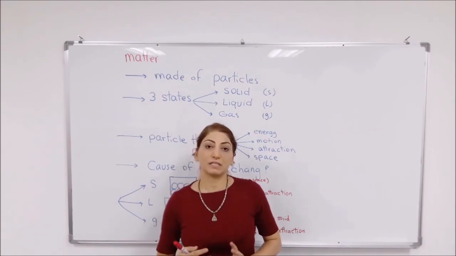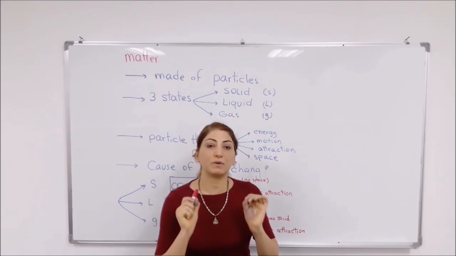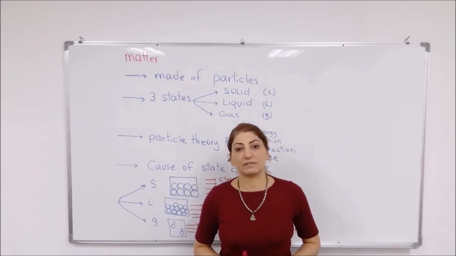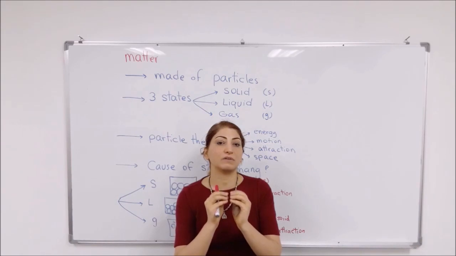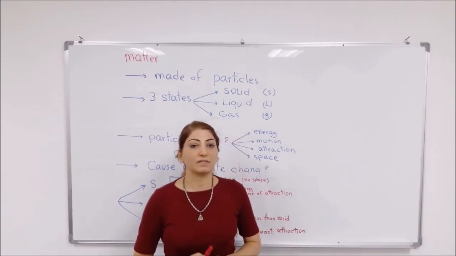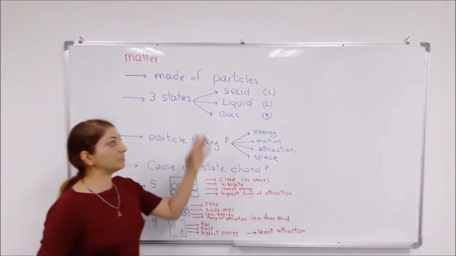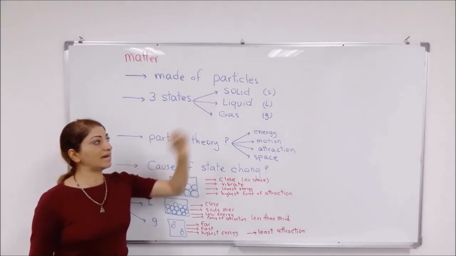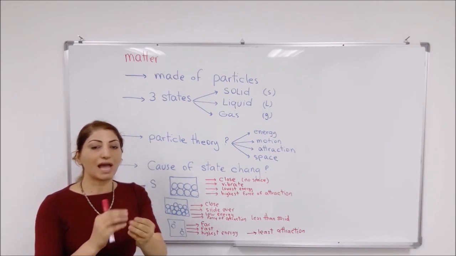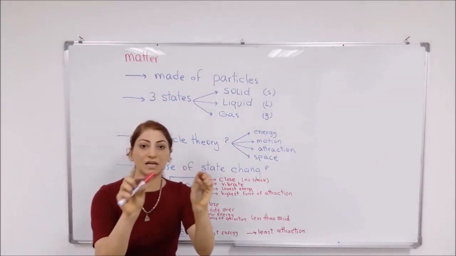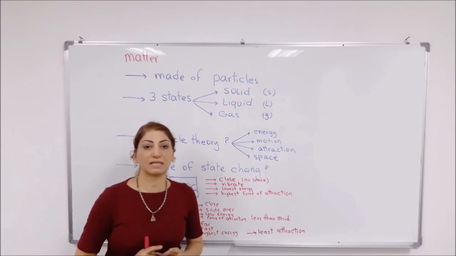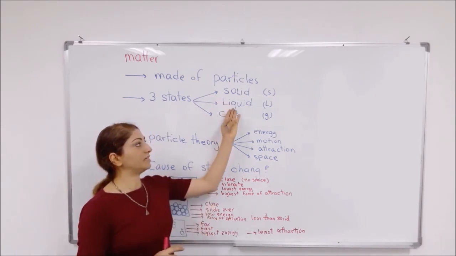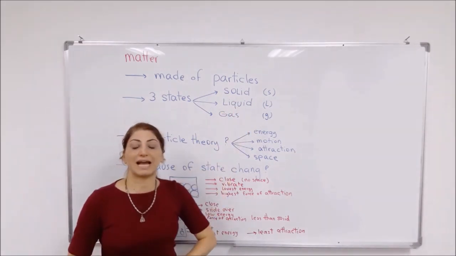What makes them different is that they have very small, tiny particles, like water. It is made of very small molecules or particles, and their arrangement inside that matter gives them that specific kind of property and state. It tells us in which state that matter is. There are three different states of matter: solid, liquid, and gas. Based on how these particles are placed inside that substance, the force between them, the amount of energy that they have, and the space between the particles, they define which category it is, whether solid, liquid, or gas.